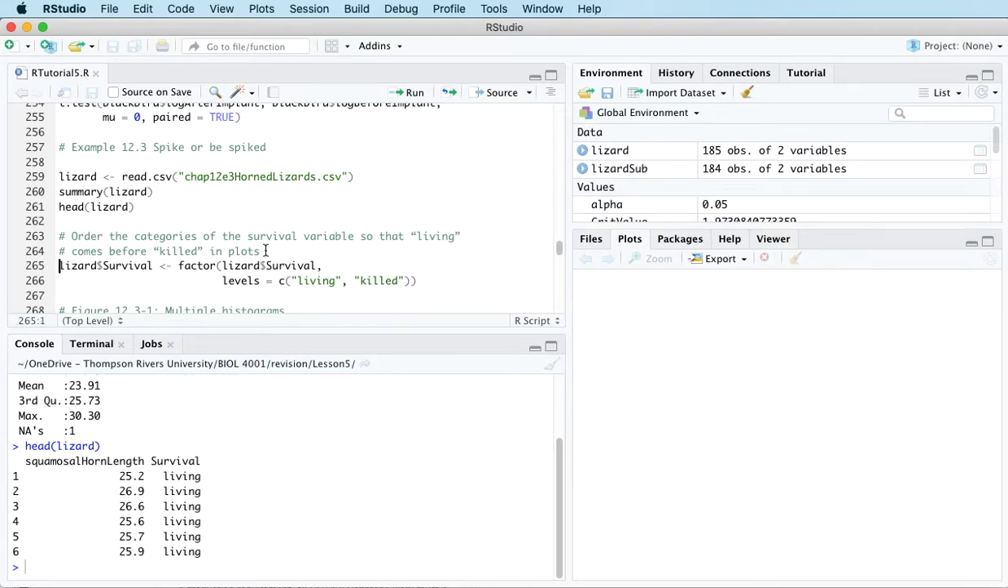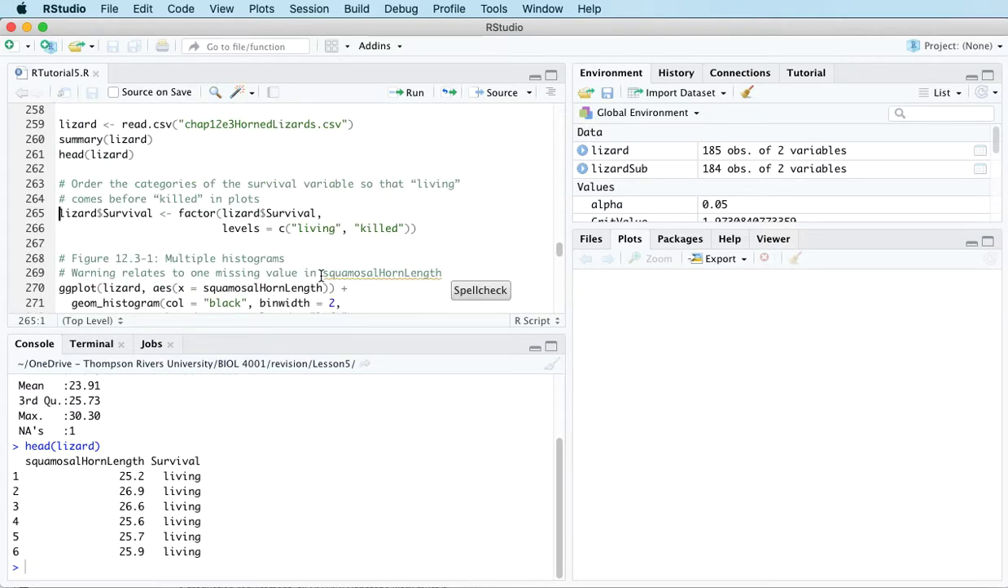What I like to do anytime I've got a categorical variable is to create a factor variable from it, and that allows me to order the levels of the categories. And this is useful particularly when graphing the data. And so if I use the factor function and then specify the levels, I can put the levels in whatever order is most meaningful to me.